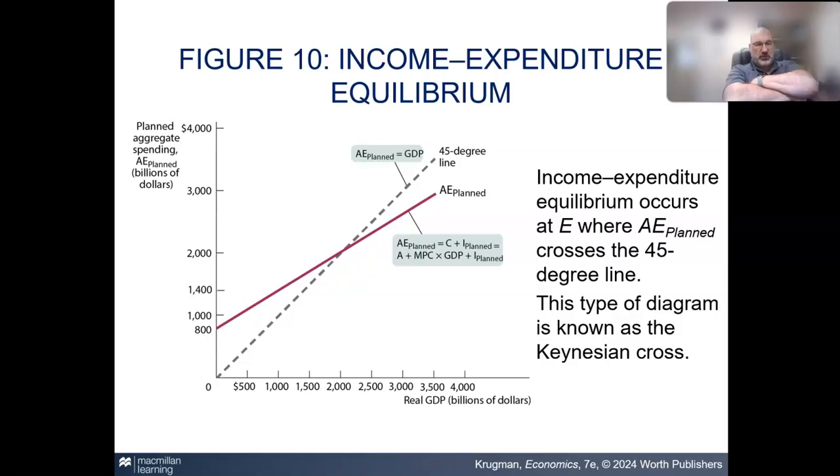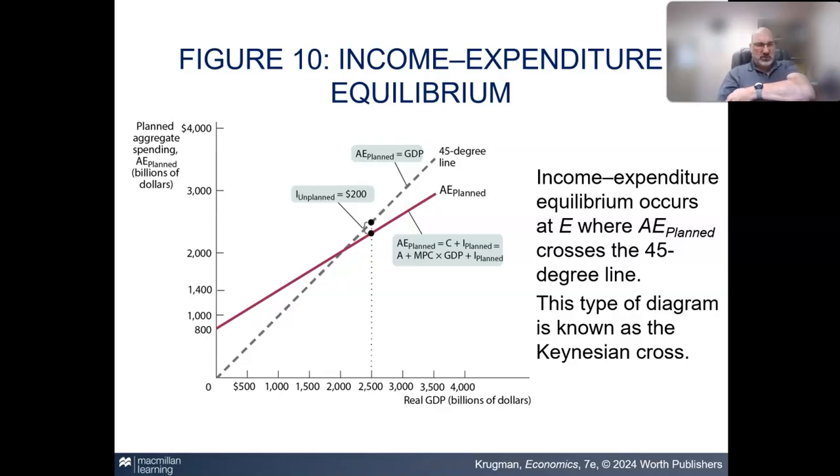As you can see, when the 45-degree line crosses my AE line, it looks like an X, a cross, whatever you want to call it. That's why this model, as it says at the bottom of the wording on the right, is known as the Keynesian cross. This is all John Maynard Keynes and his work. So that's what this model is known as.